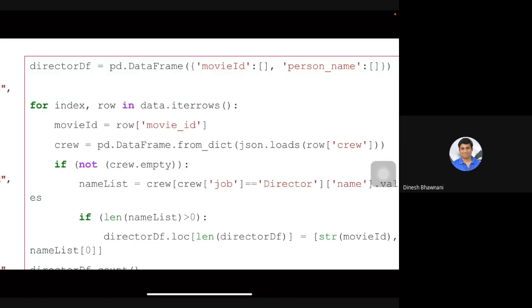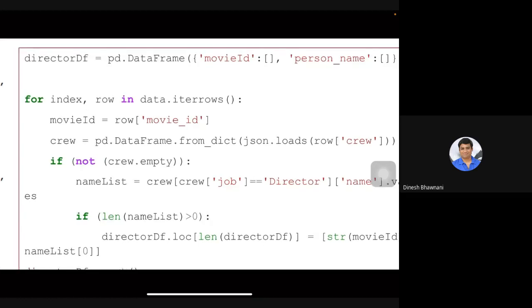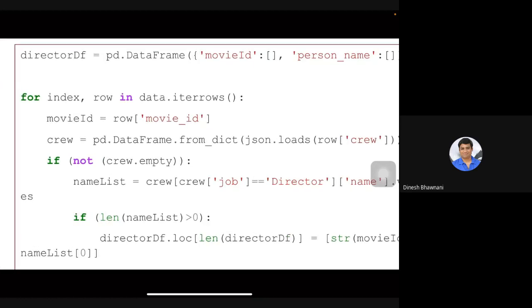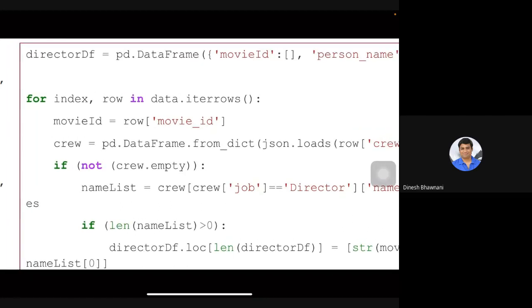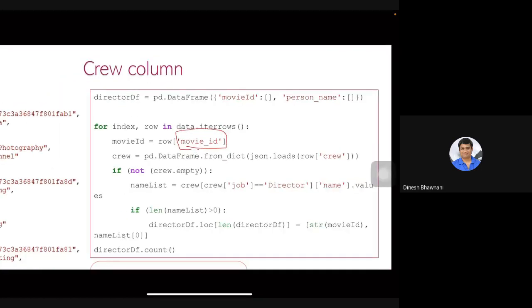Then director df pd.DataFrame. Anyway, so director df pd.DataFrame movie ID, person name. Okay, then run a for loop, row in data.iterrows. Create this. So look up this in this and then see if movie ID is movie ID. Okay, this is from your data set, movie ID.